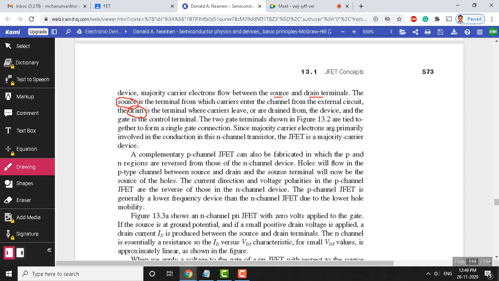Since majority carrier electrons are primarily involved in the conduction in this channel transistor, the JFET is a majority carrier device. So we have justified this reason here.